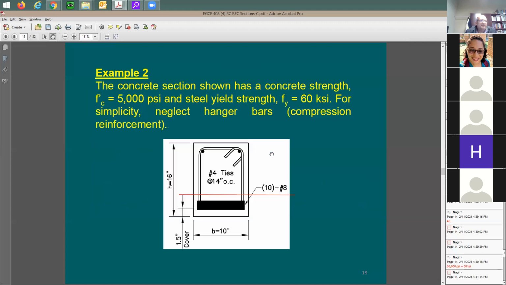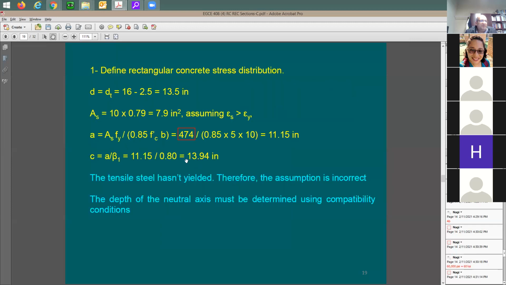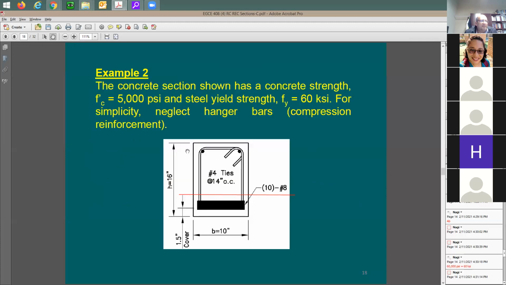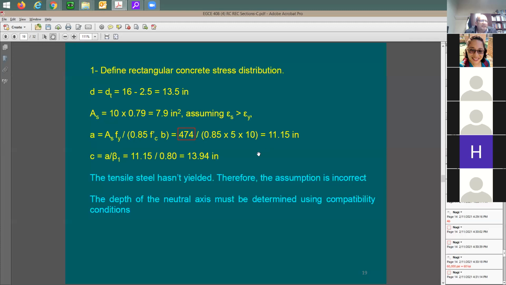This is crazy because this depth here is 13.5. So when you have 13.5 and your C is going to be more than that, it means that there is a new neutral axis, correct? Something is wrong. Neutral axis is lower than C. It doesn't work this way. And look at this C, 13.94, and the total depth is what? 13.5. It's even more than the depth. So this assumption is incorrect.